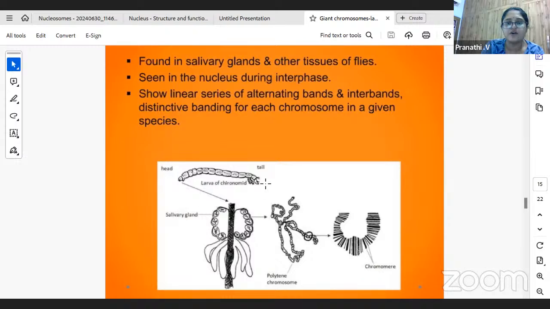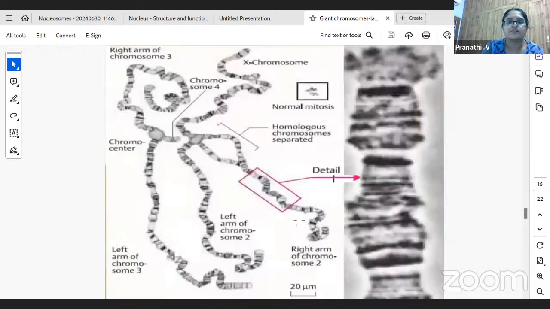So this is the larva of the chironomid. And in this you have the salivary glands that are present. And this salivary gland's DNA is in the form of a polytene chromosome. This is the chromomere that is attached.